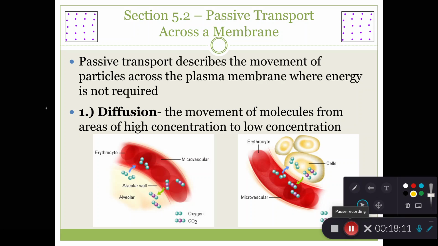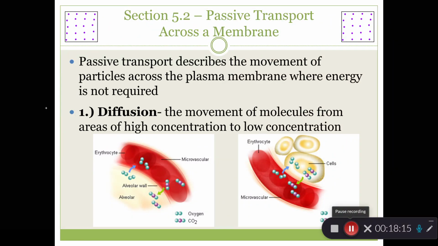Okay, so when we talk about transport, remember we said small uncharged molecules can move in and out of the cell membrane. Large charged particles cannot. So let's talk more in depth. We're going to kind of zone in on transport.